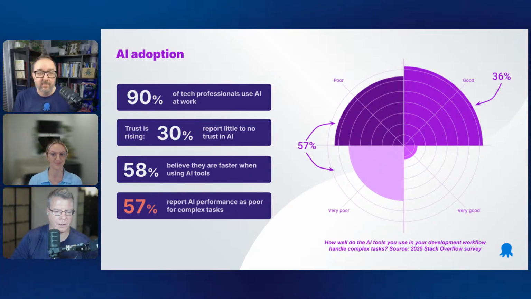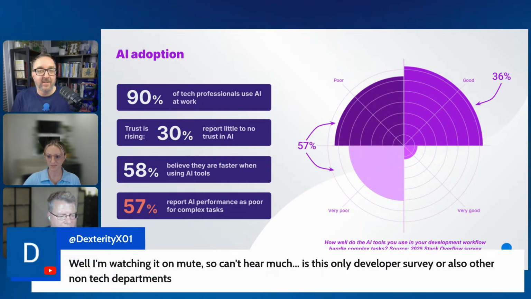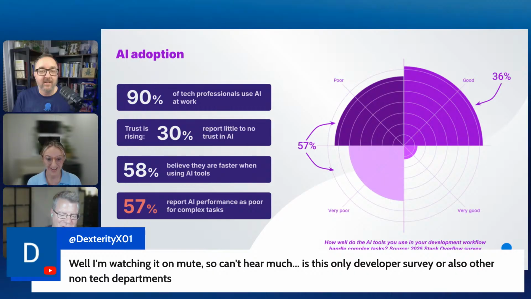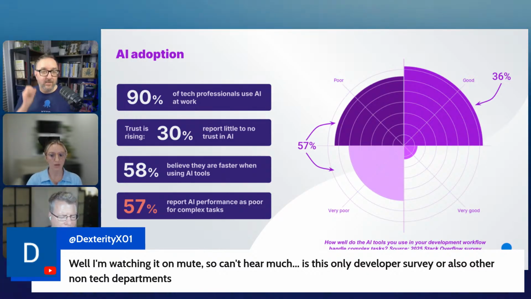But yes. We've had a couple of questions that have come in. Sorry to interrupt, Steve. We've had a couple of questions that have come in recently. Just wanted to clarify for folks. So Dexterity X01 asks, well, I'm watching it on mute, so I can't hear much. Is this only developer survey or also other non-tech departments? We have a breakdown of our demographics on country and I believe role as well, don't we?